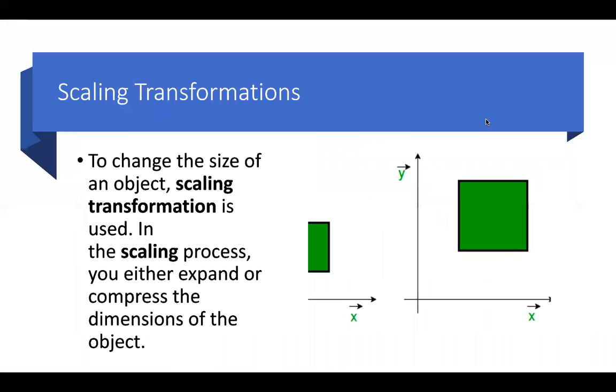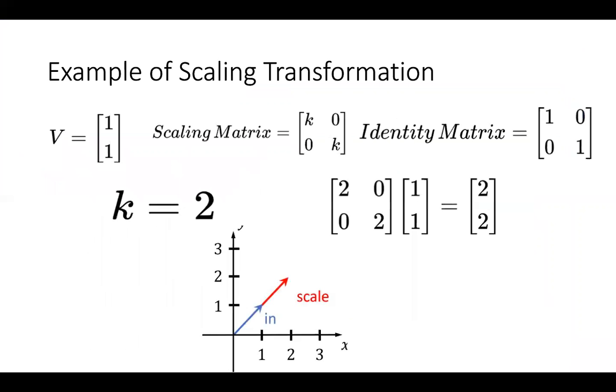The next form of linear transformation is called scaling transformation. The basic idea of this is to just change the size of the object. In the scaling process, you either expand or compress the dimensions of the object, making it bigger or smaller. And here is a mathematical example of a scaling transformation.